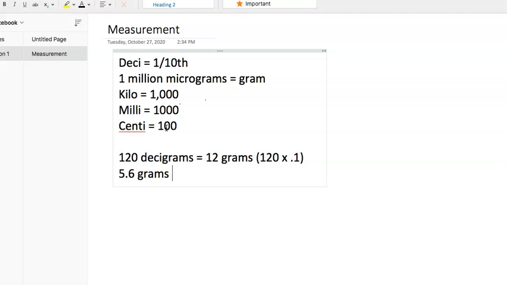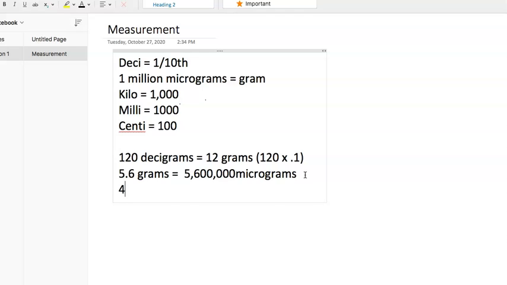5.6 grams equals how many micrograms? How do you figure that out? You remember that 1 million micrograms equals 1 gram. So when it's 5.6, we end up with 5,600,000. All we did there was take the 5.6 times 1 million. 5.6 times 1 million is 5,600,000.